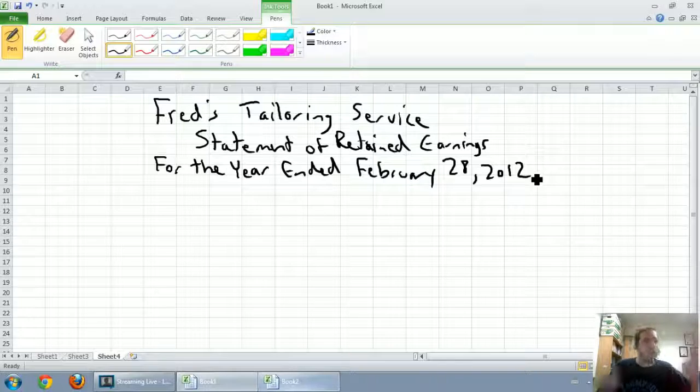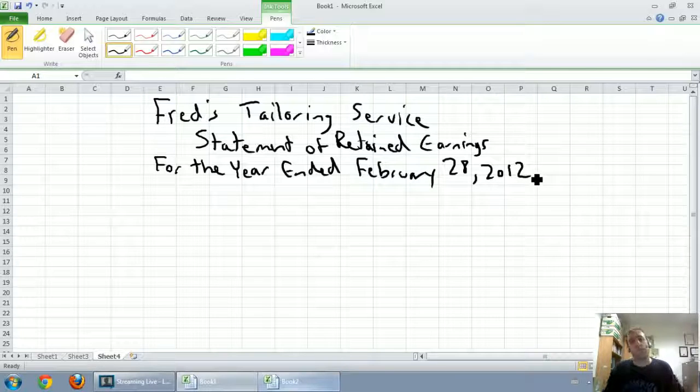We said net income is revenues minus expenses. When a company makes revenues, that helps the shareholders. When they have expenses, that hurts the shareholders. But if the revenues are higher than the expenses and the company has a positive net income, the net income will help their retained earnings.